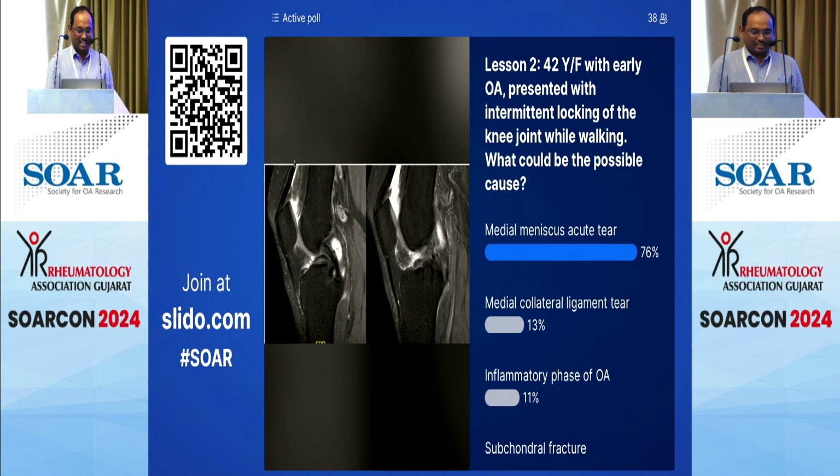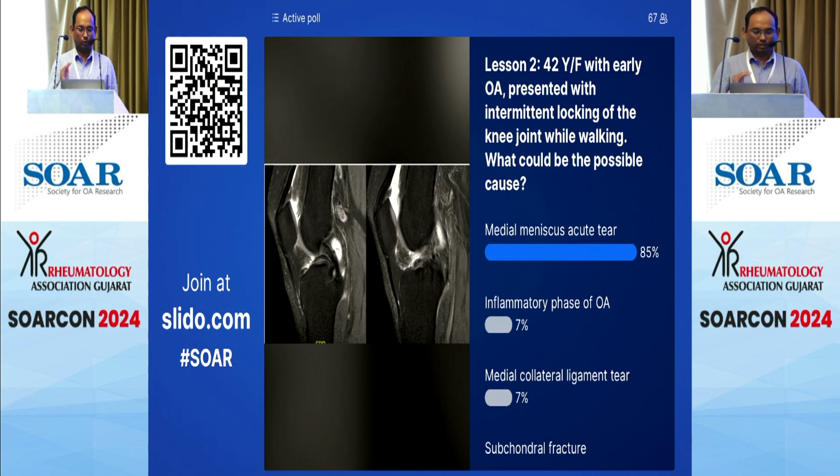Okay. So this image shows what is called the double PCL sign. This is a bucket handle tear of the medial meniscus. We are seeing the normal posterior cruciate ligament, and along with that anteriorly we are seeing another similar looking structure which is the flipped medial meniscus, flipped into the medial aspect of the knee joint. So this is a bucket handle tear, acute tear of the medial meniscus. But what is this image showing?